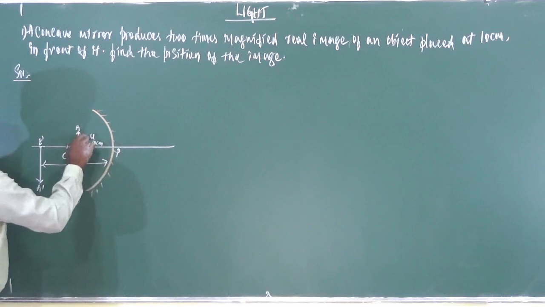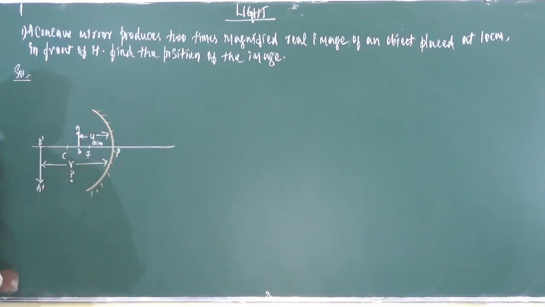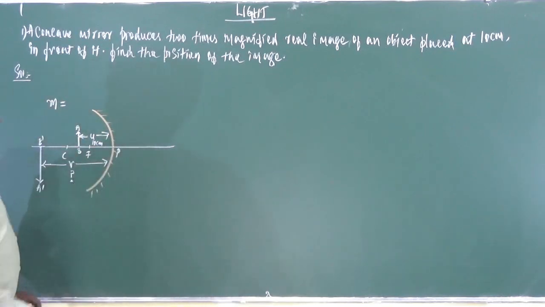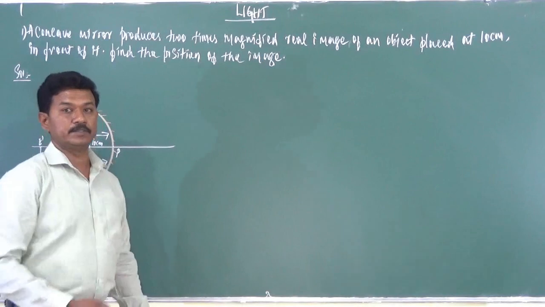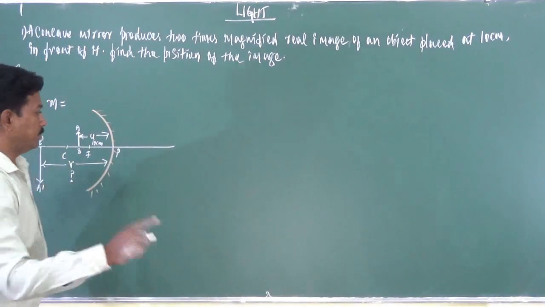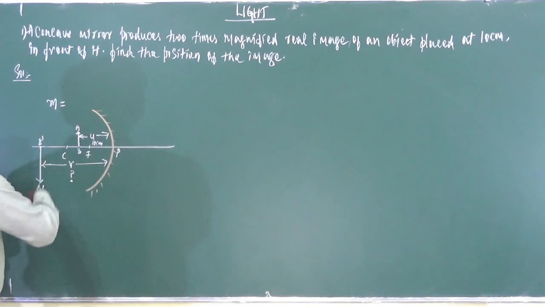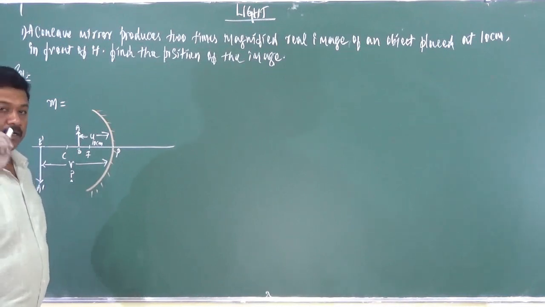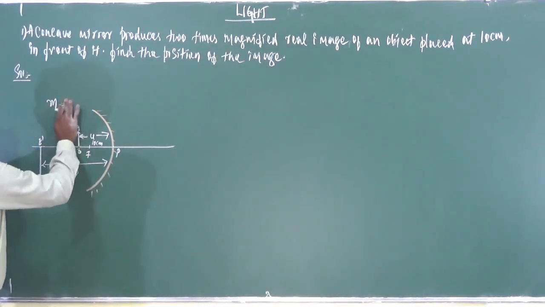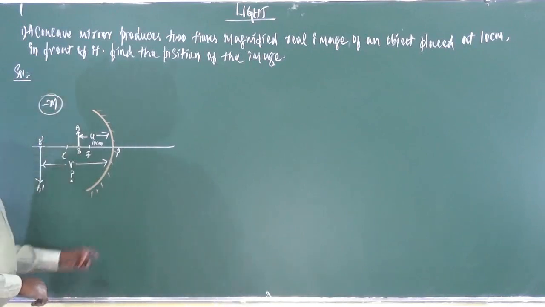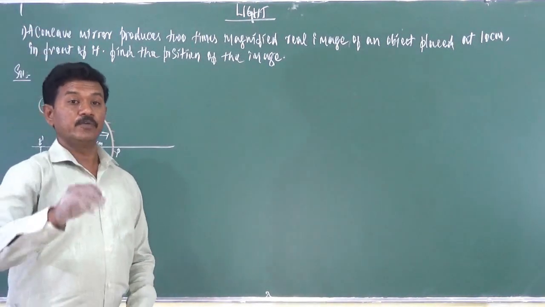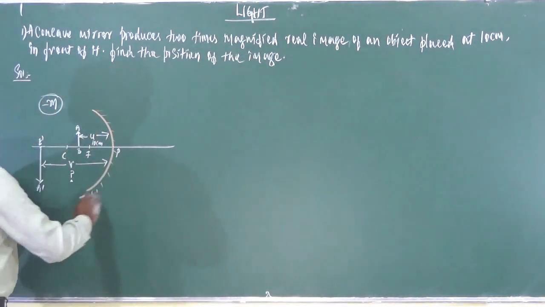So U is given, so we have to find out V, and the magnification is given. So magnification is 2 times, that is, the image is 2 times the size of the object. That means the image formed is a real image. Therefore, the magnification for real images is always, please remember, negative. So magnification is negative in this case. These are the things you have to think and speak to yourself before entering into the problem. So this is the numerical.